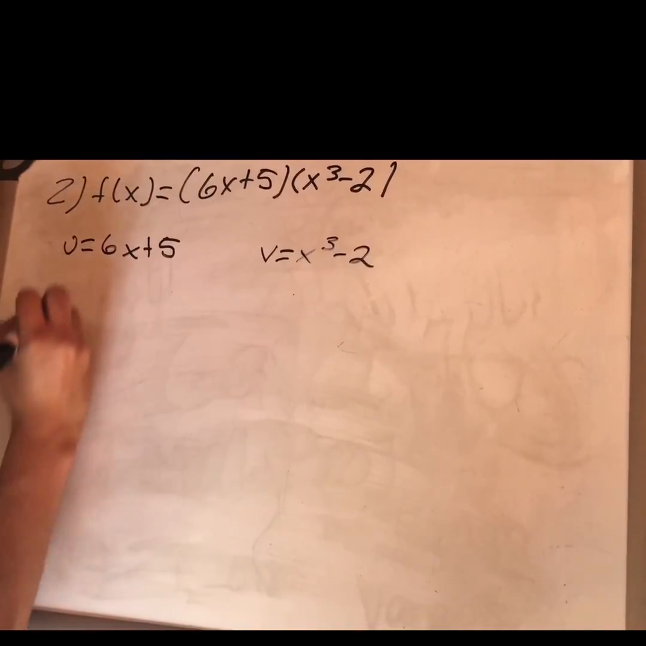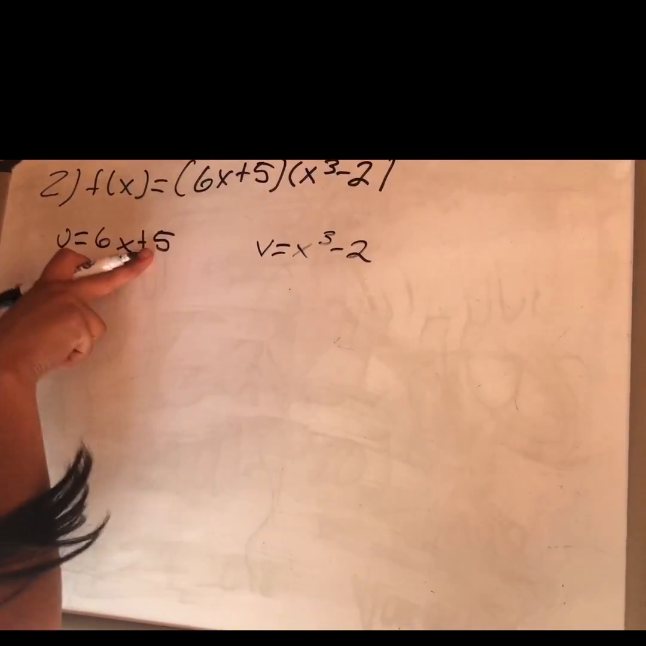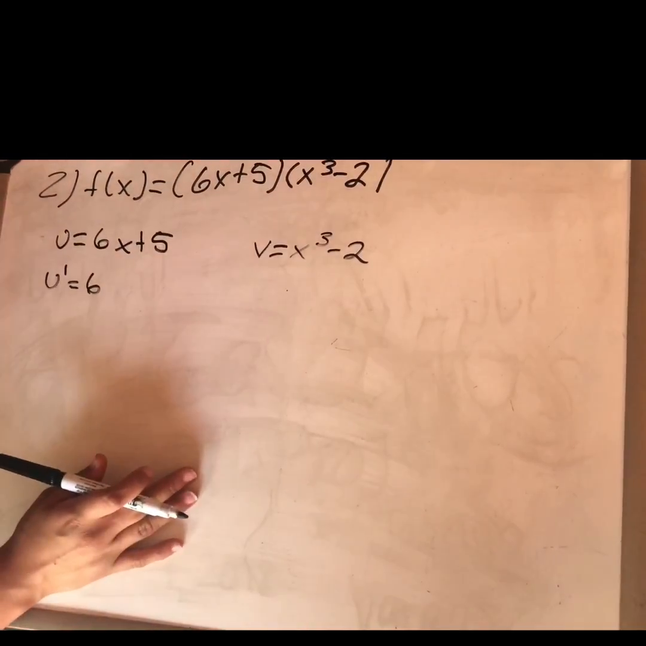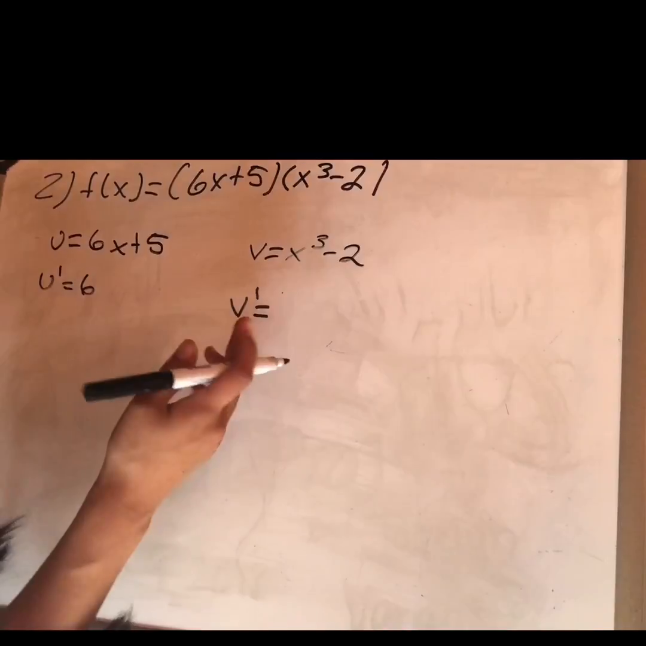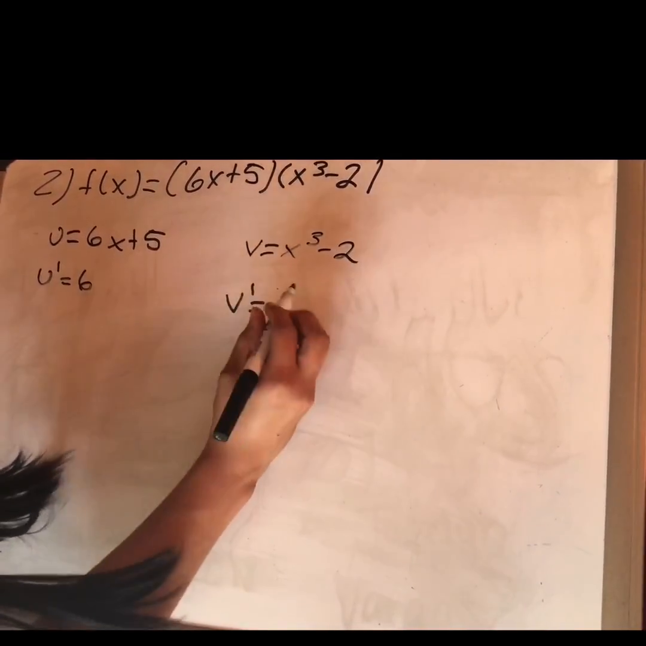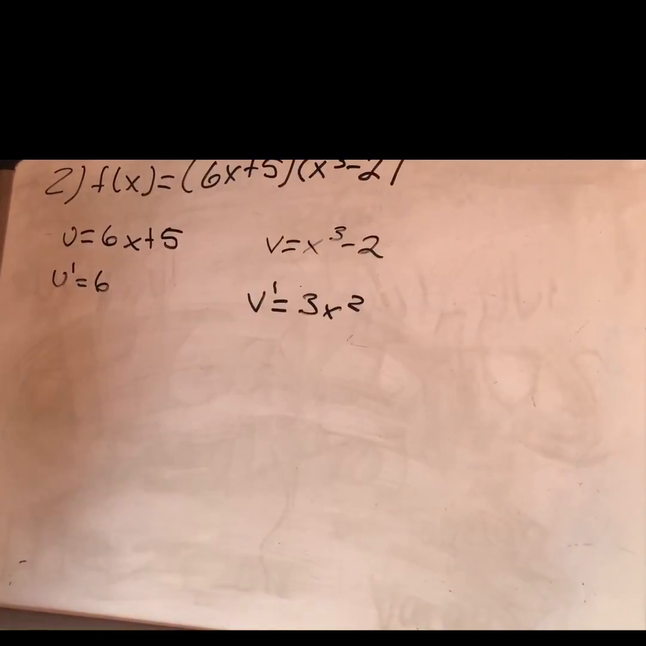So now you find the derivative. The derivative of 6x is 6, and the derivative of 5 is 0 since it's a constant. And you find the derivative of v, so it would be 3x squared, and negative 2 is 0.